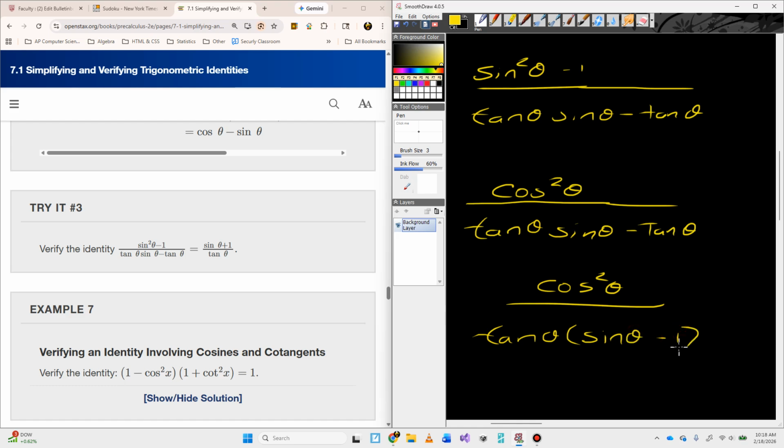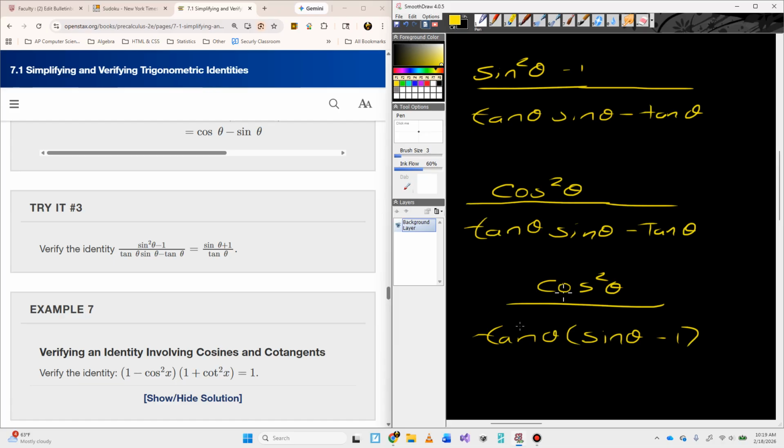And so that's what I have. I have sine theta minus 1, cosine squared theta, and then tan theta. Is that going to help me? Don't know. So let's see where I can go from here, given that I've just done this.